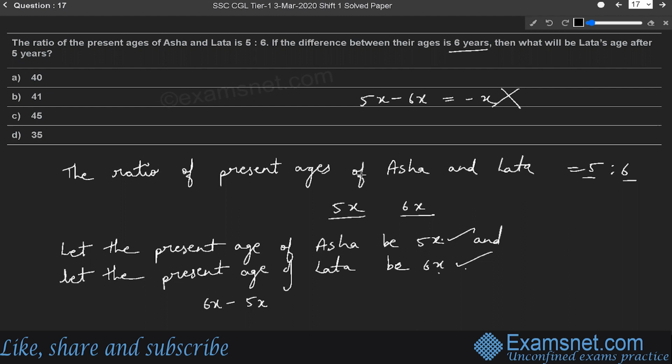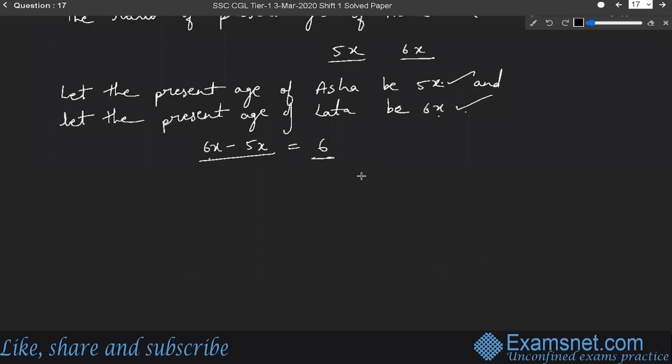5x and 6x are the ages of Asha and Lata. And it is given that the difference between their ages is 6 years. The difference between their ages will be 6x minus 5x, and the difference is equal to 6 years. So this will be equal to 6. Since it is given that the difference between their ages is equal to 6 years, that is why we have equated the difference with 6. Now we have to solve it. 6x minus 5x will be x and this will be equal to 6. We have the value of x now.